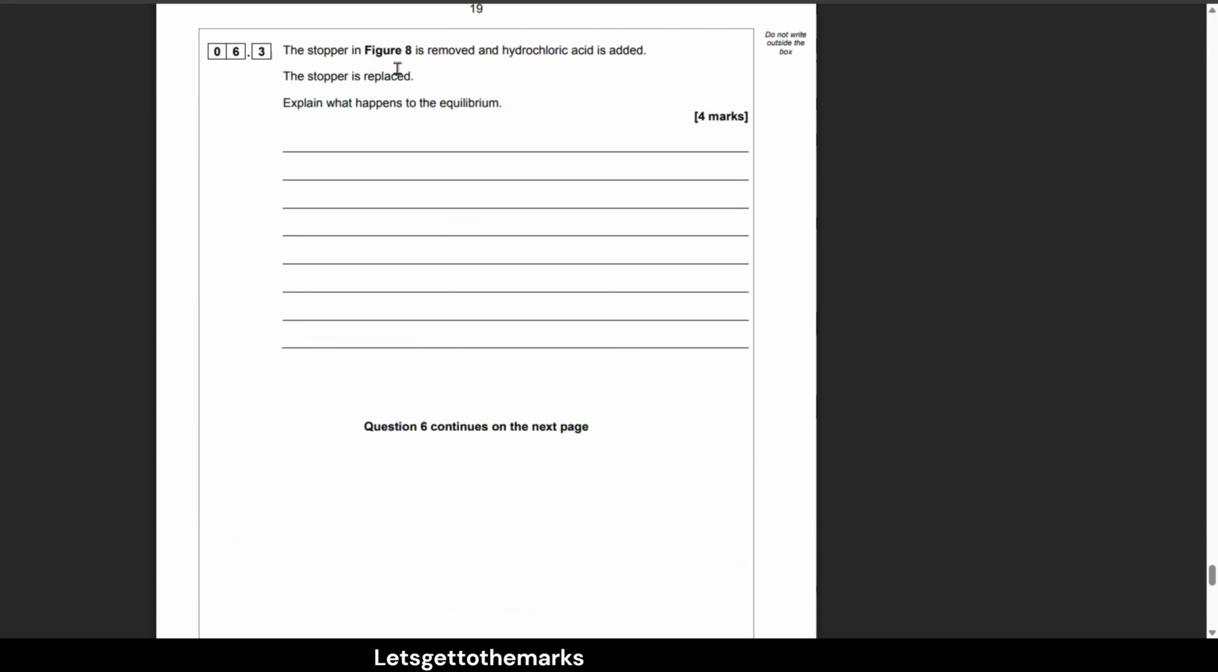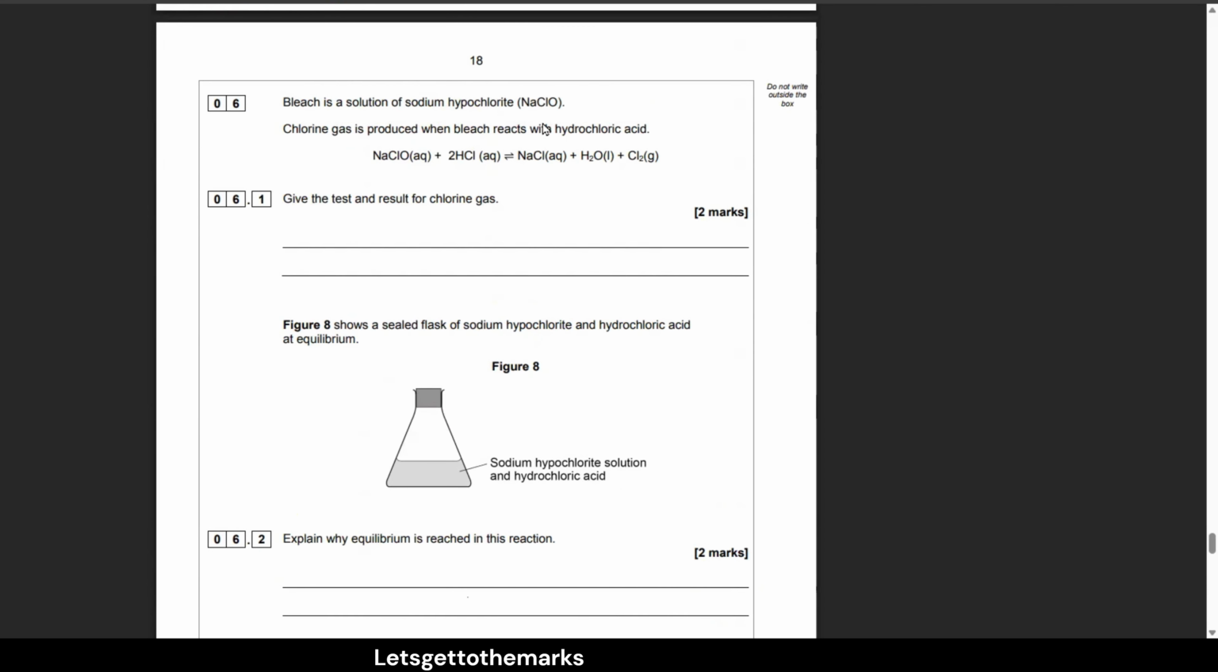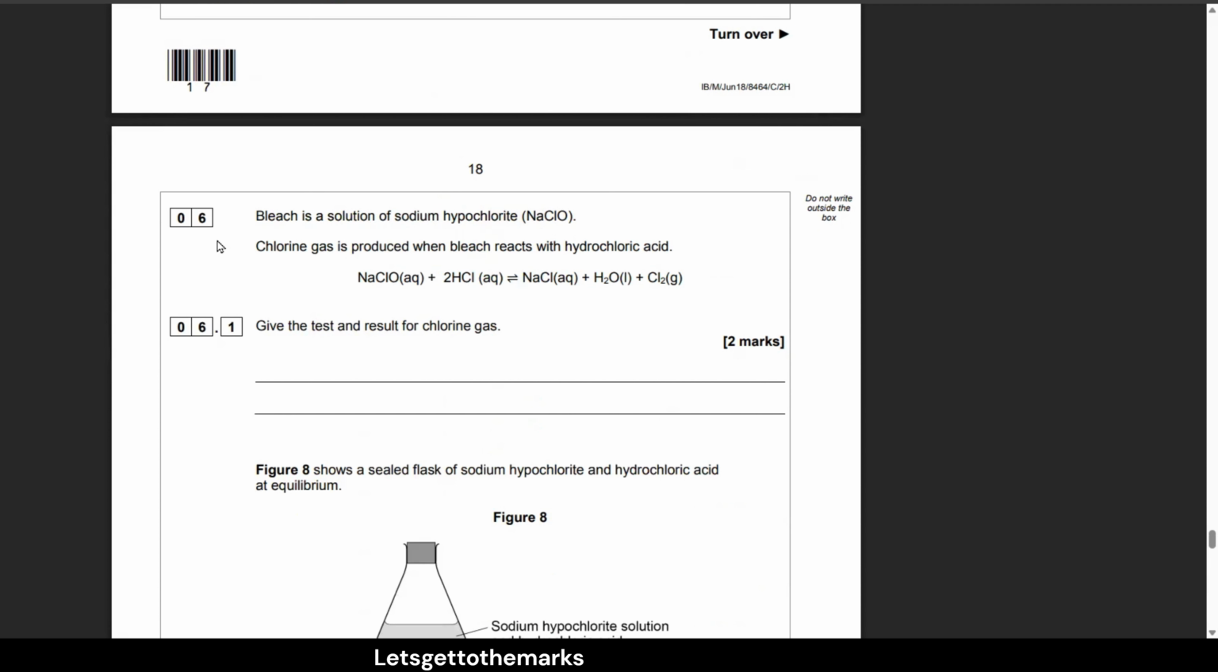Right, 6.3, the stopper in figure 8 is removed and hydrochloric acid is added. The stopper is replaced. Explain what happens to equilibrium. 4 marks. Let's go. Right. So what they're saying is they've added hydrochloric acid. Now, there's a dude called Le Chatelier, and I never know how to pronounce his name, because it's spelt like Chatelier. Anyway, he came along and he made a principle.